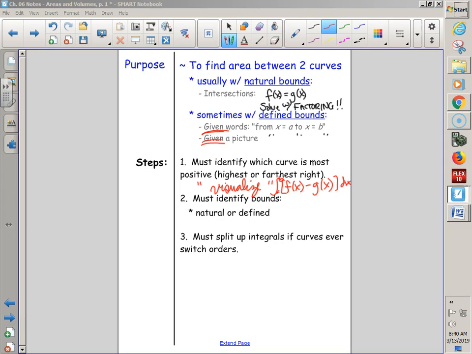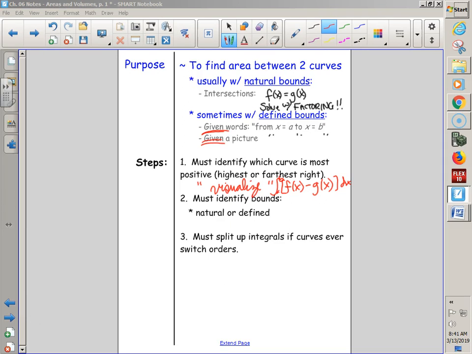But number 3 says, must split up integrals if the curves ever switch orders. Wait a minute, where in calculus with integrals have we ever had to split them up? Like they were given to us from A to B, and we had to say, oh, wait, no, we have to stop at C. Do you guys remember what we were doing? Absolute value. So that's where Ryan's thing comes in.